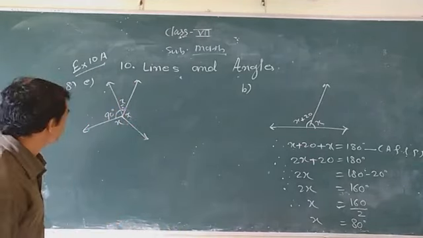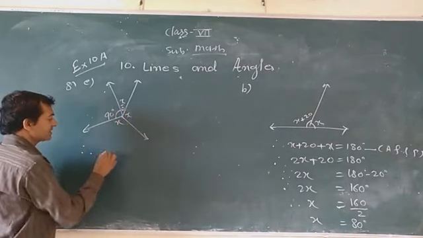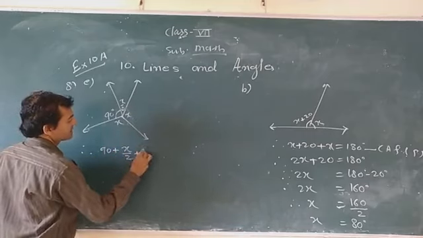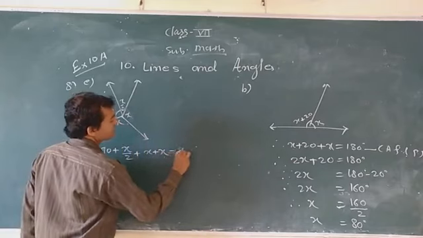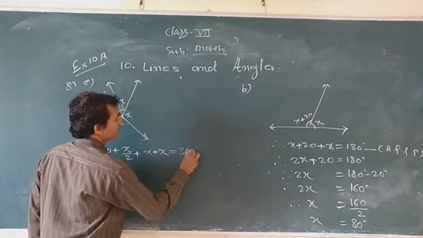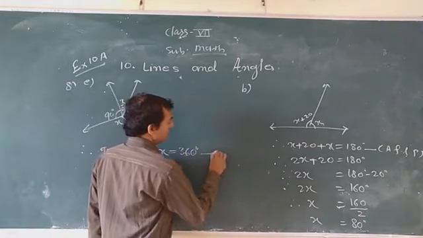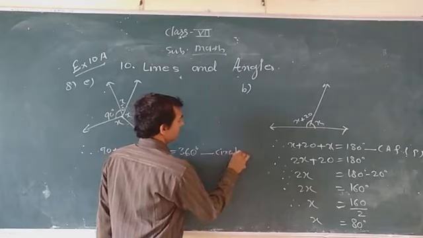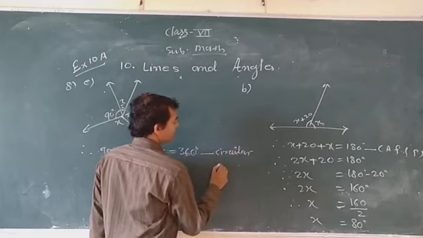So you can write here: 90 plus x by 2 plus x plus x is equal to 360 degrees. Reason is what? Circular measurement, measurement of circle.